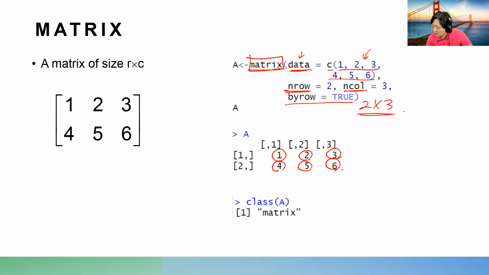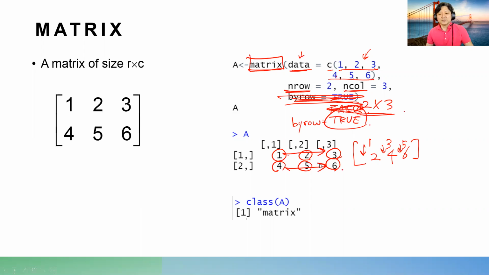In R, actually FALSE is the default. So if you don't put anything here, it will assign 1, 2, 3, 4, 5, 6 column-wise. But if you put byrow equals TRUE, it will assign the numbers row-wise. Okay. And then we can check that this is a matrix using the class function. Okay, it's easy, right? So far so good.